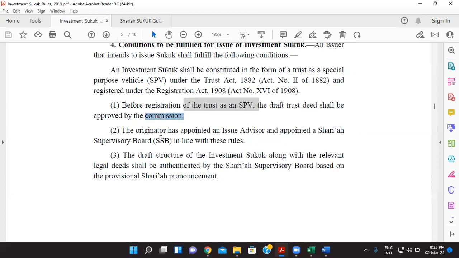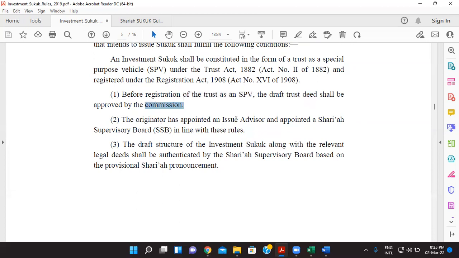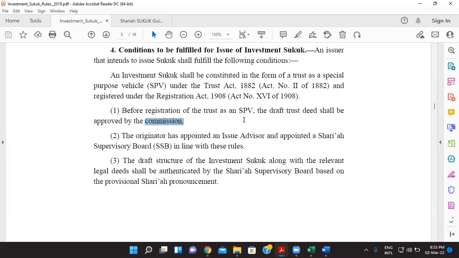And the originator has appointed an issue advisor and appointed a Shari'ah supervisory board. You see, in addition to forming a trust as an SPV, the originator of the sukuk needs to appoint an issue advisor and a Shari'ah supervisory board. These are two separate entities. You probably have come to learn about the function of the issue advisor in your investment banking course.